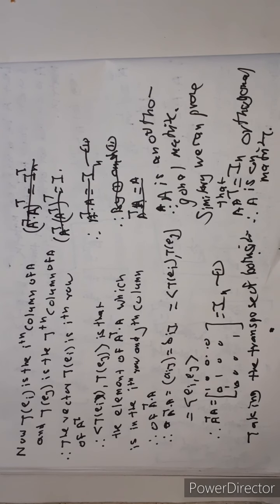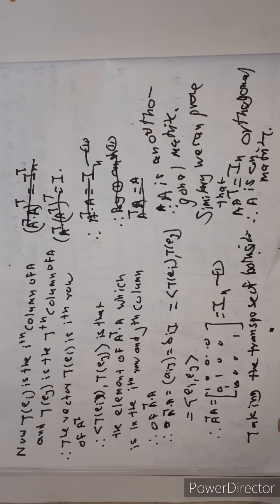Now T of Ei is the ith column of A, that is Ai1, Ai2, Ain is the ith column of A. T of Ej is the jth column of A. Therefore, the vector T of Ei is the ith row of A transpose, because when we form the transpose, we interchange rows and columns.